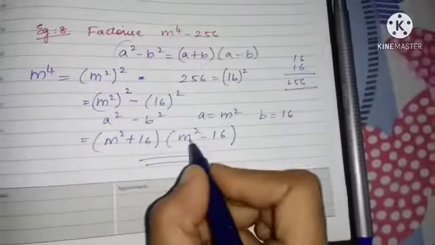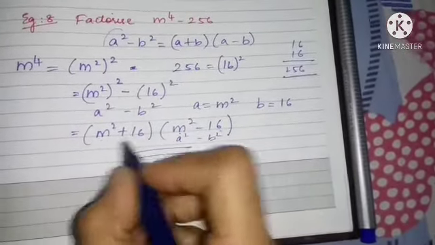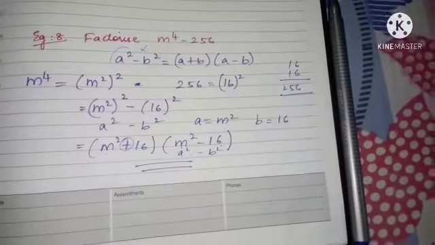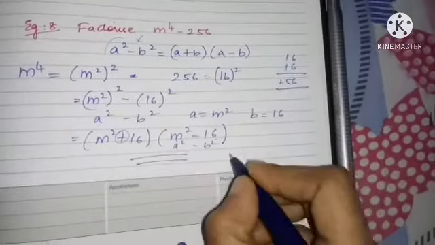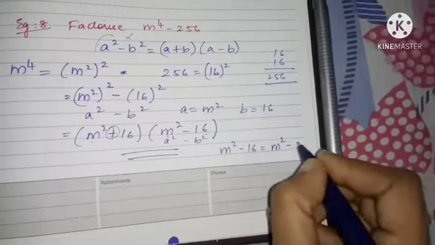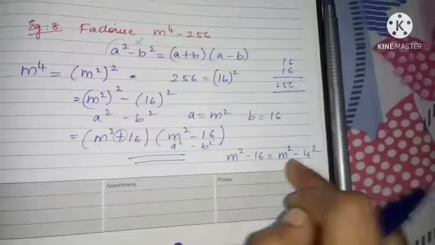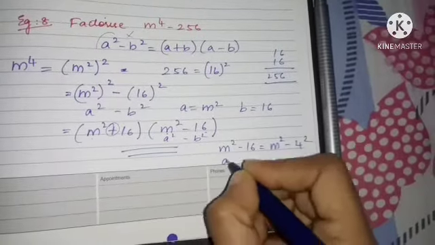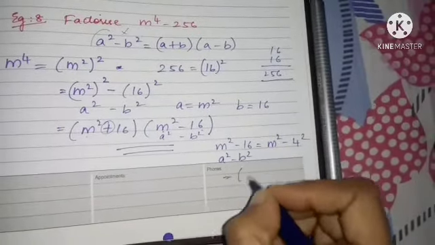So here this is like a square minus b square. But this can't be like that because this plus is given, so you can't use this formula. Here minus is there, so again you can factorize this. M square minus 16 can be written as m square minus 4 square. 4 fours are 16, right? So it looks like a square minus b square, so a plus b is m plus 4, a minus b is m minus 4.